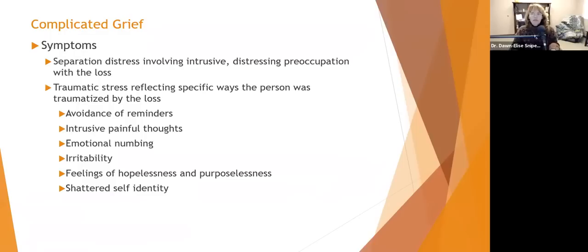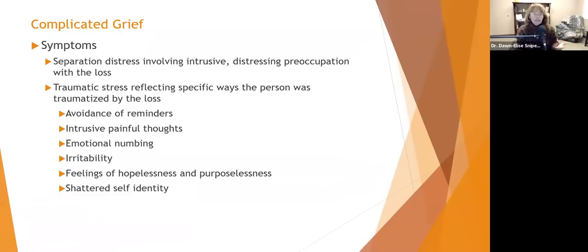Traumatic stress reflects specific ways the person was traumatized by the loss. The person may avoid certain reminders. Maybe Mother's Day or Father's Day just makes them cringe because they never felt that attachment with their primary caregivers, or they have intrusive and painful thoughts because they wish they had June Cleaver as a mother. They may be emotionally numb. They never learned how to control their emotions, and it just became too overwhelming to feel anything.